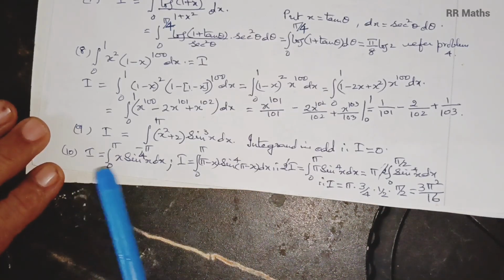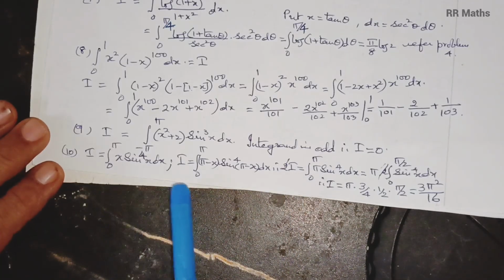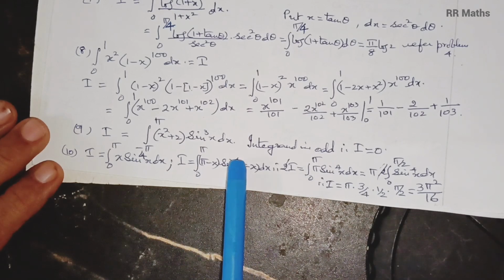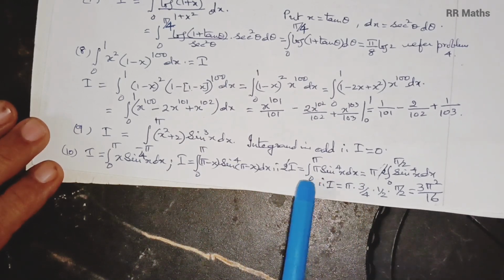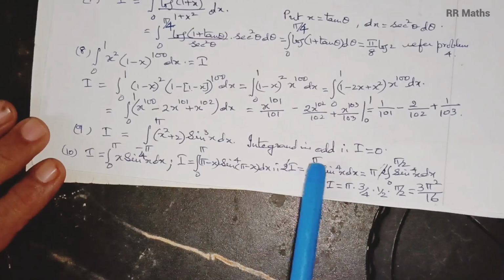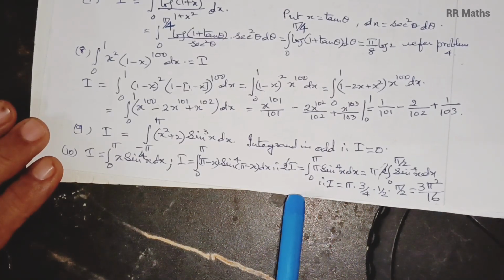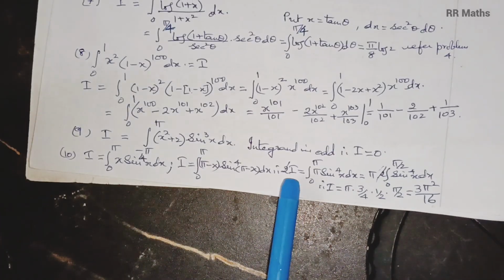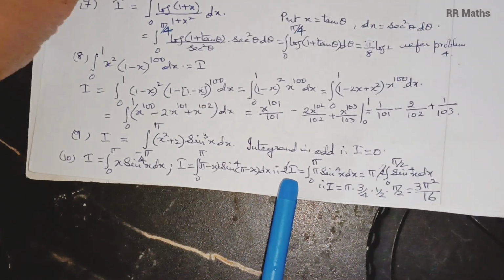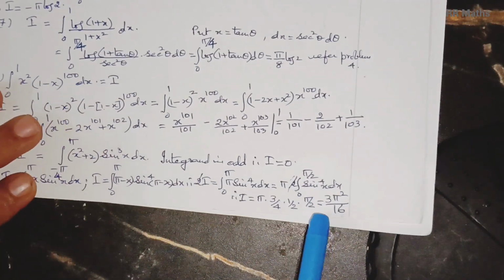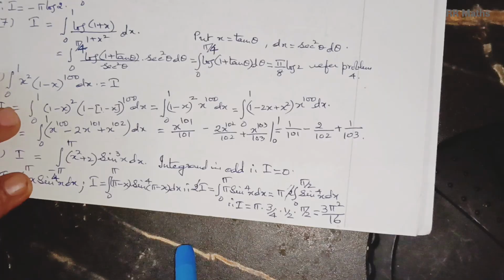So add the two I's. You get 2I is equal to x plus pi minus x, so x and x cancel to give you just pi into sine to the power 4 x dx. Pi is a constant, you can take it outside and change the limits. Sine to the power 4 x is an even function, so you change your limits as 2 times the integral from 0 to pi by 2, and you can use your reduction formula directly. That formula, for the integral from 0 to pi by 2 of sine to the power n x dx, will be (n minus 1) divided by n into (n minus 3) by (n minus 2), etc.